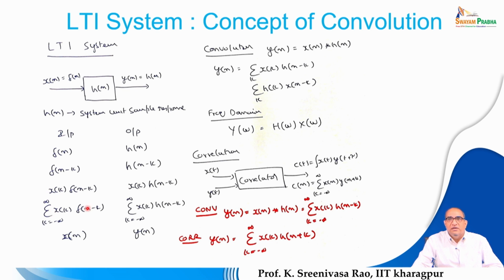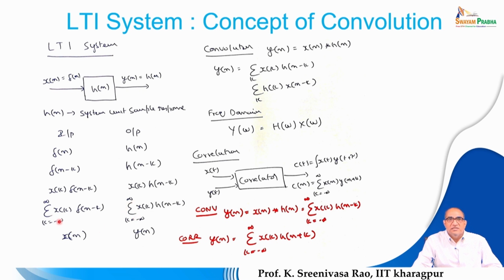That means we are giving multiple inputs where each input will be shifted by some amount and scaled by some amount. So, this summation of x of k into delta of n minus k over k is nothing but applying multiple unit samples with different shifts and different scaling factors. By providing the multiple inputs, the output will again be a combination of the responses of the scaled and shifted unit samples, which you can observe over here.